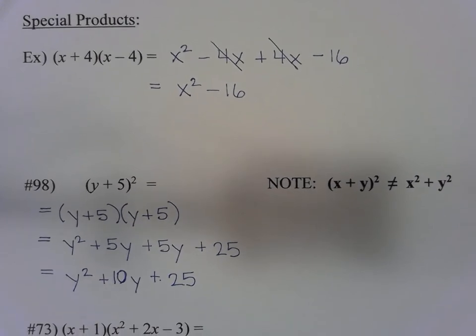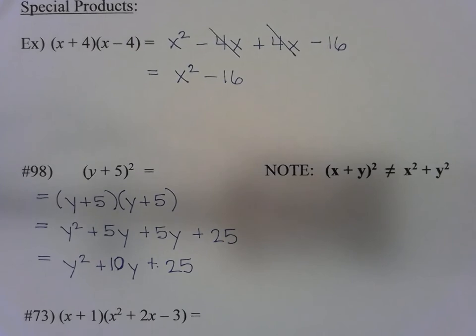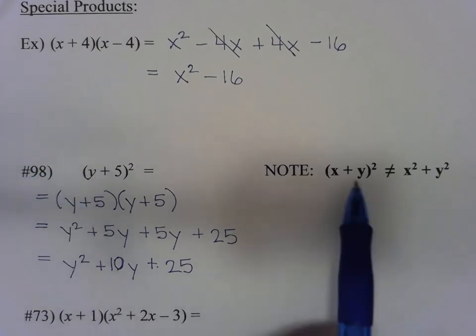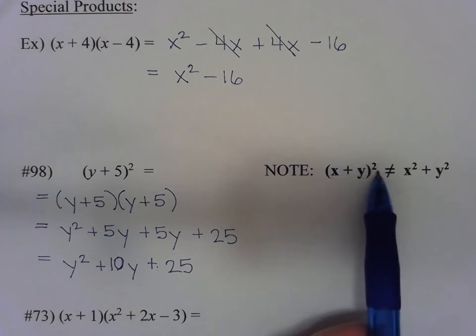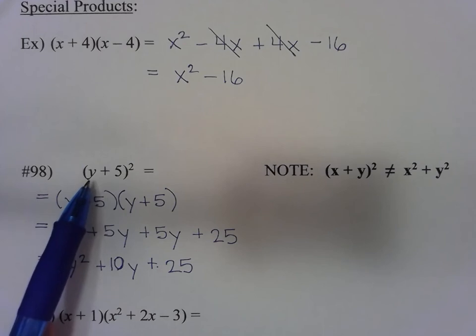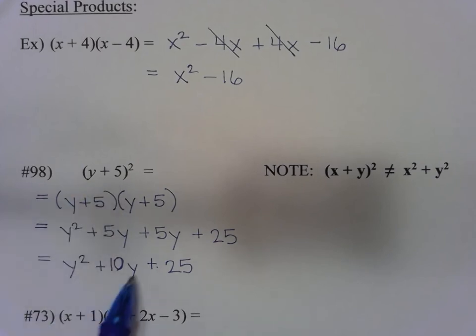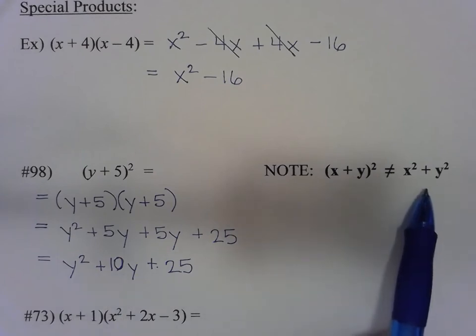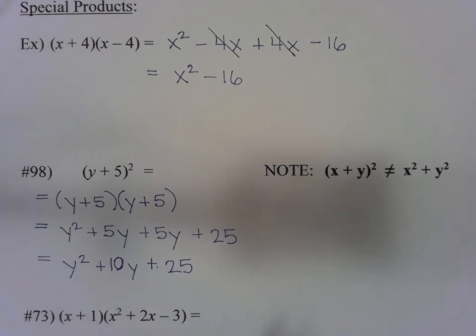Okay, another good thing to note. So two things that are noteworthy. These are not the same. Second, I can't just distribute the square, right? Notice I did not get y squared plus 25. If I had done that, I would be missing this middle term. Okay, so this is not the way to go about it. All right, so those are two special products.